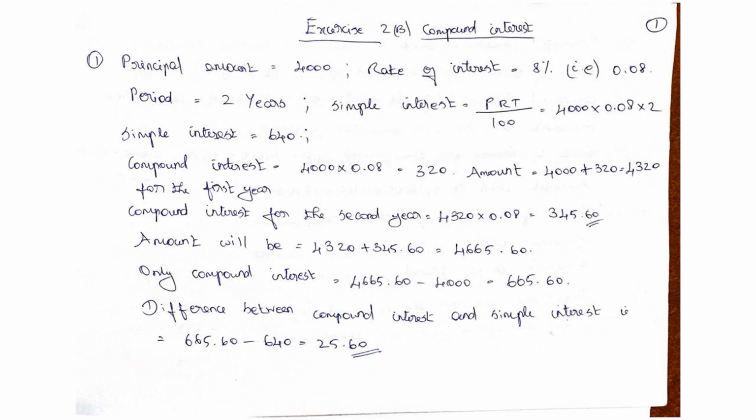Okay, we'll see the next sum. A man lends 12,500 rupees at 12% for the first year, at 15% for the second year, and at 18% for the third year. If the rates of interest are compounded yearly, find the difference between compound interest of the first year and the compound interest for the third year. We'll see the solution.